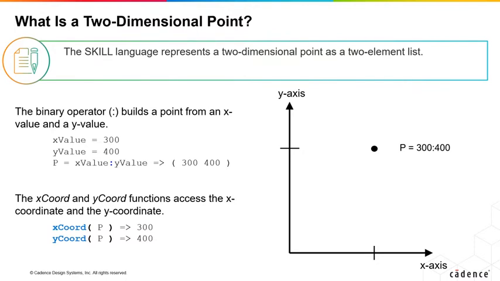Now, two other functions you might be interested in are xCoord and yCoord. These allow you to extract the x coordinate and the y coordinate from a list. Basically, underneath they're just doing a car and a cadr to pull out the values, but again, it's for readability and writability that we're introducing these functions. So here, for example, we have a point P equals 300 colon 400, just as an example of how we might specify a single point.